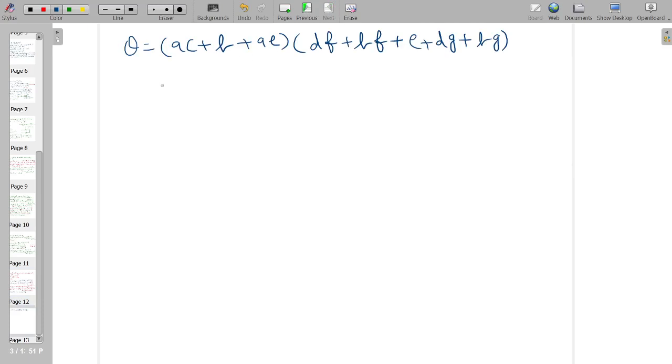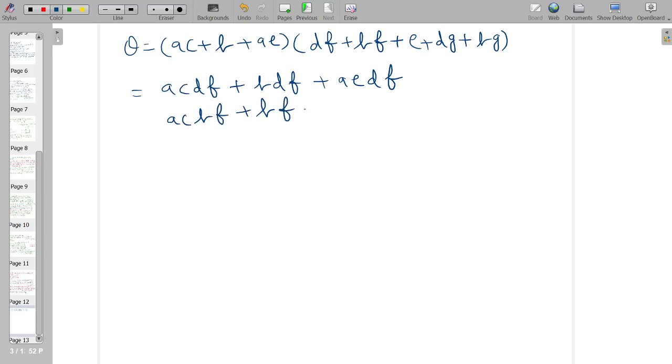Okay, so now I will multiply these two: ACDF plus BDF plus AEDF. Okay, and similarly ACBF plus BF plus AEBF. Third one, ACE plus EB plus AE.